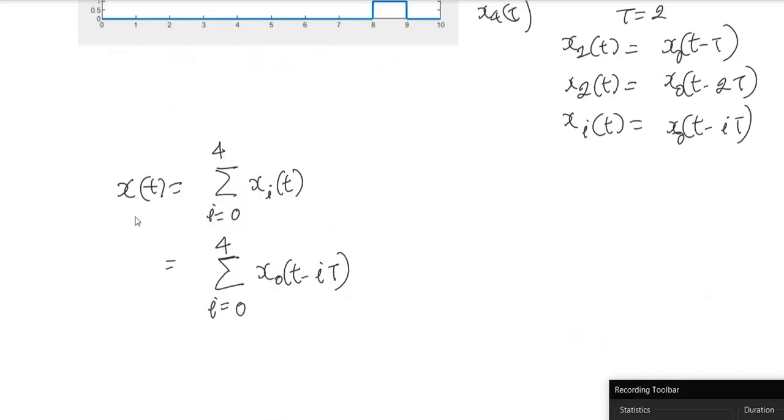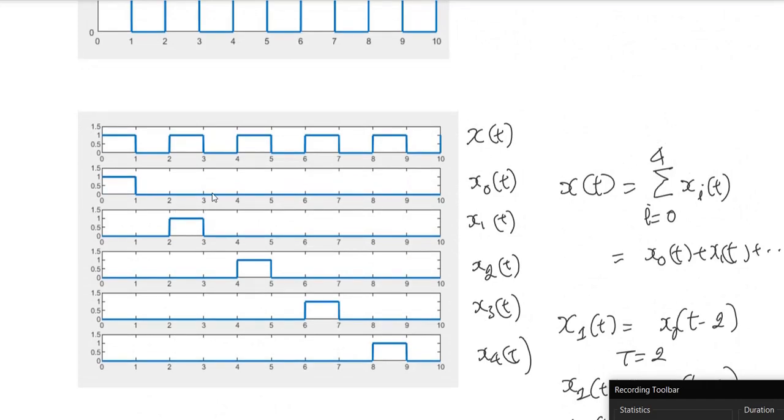This means that our original signal x of t, which was the sum from i equal to 0 to 4 of xi of t, we can replace each xi with x0 of t minus iT. So if you look at the right hand side, all you need to know to completely compute the right hand side is just x0, right? And so we are representing x of t as a sum of fundamental signals, and all the fundamental signals are also related to each other through the base fundamental signal.